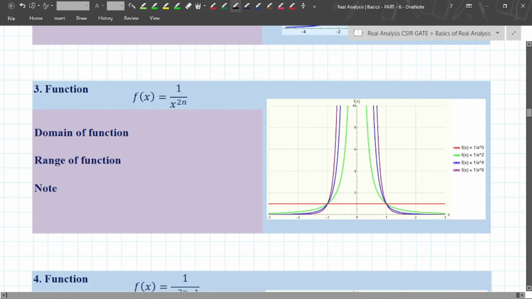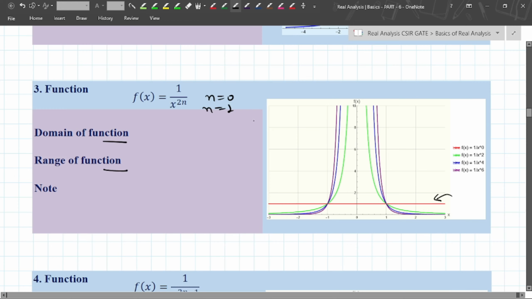Again, if you take x power n, the domain will depend on the value of n. This is just a visualization of how it behaves. If I take n equal to 0, then this is nothing but a simple line, shown by the red line. If I take n equal to 1, then it is shown by the green line, then it is here.